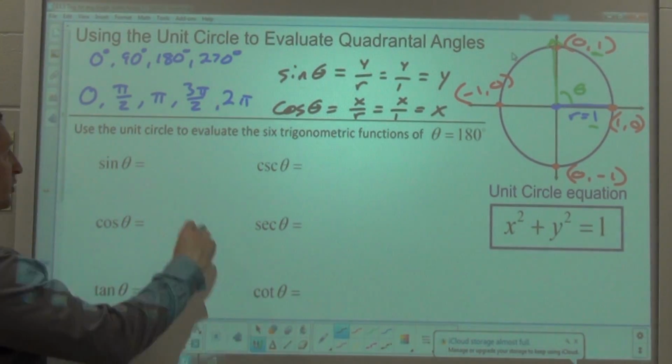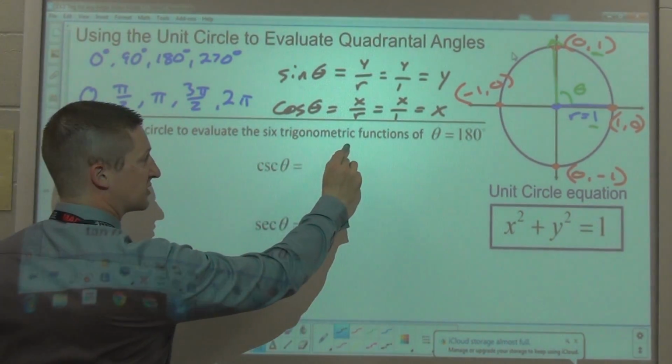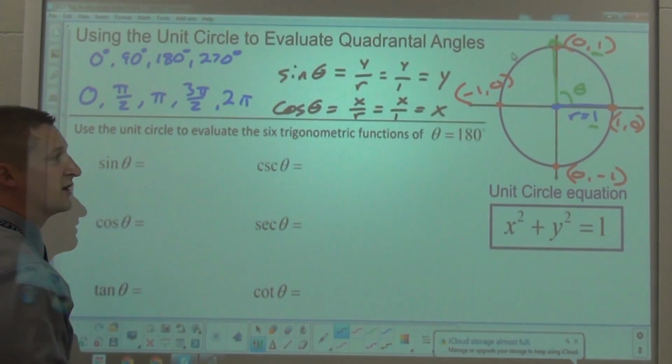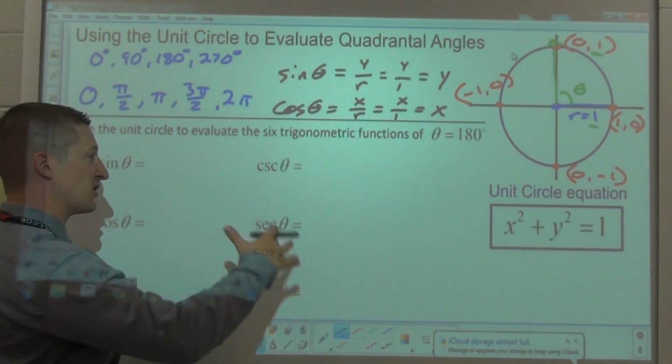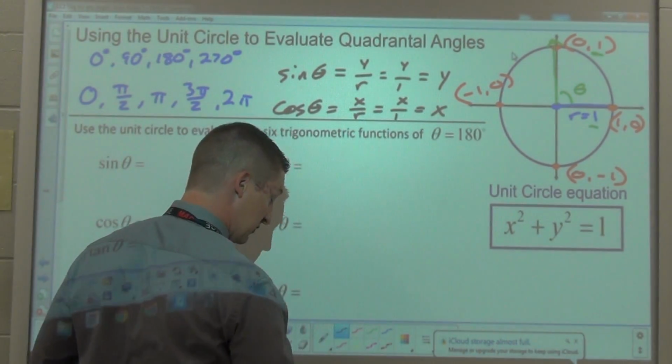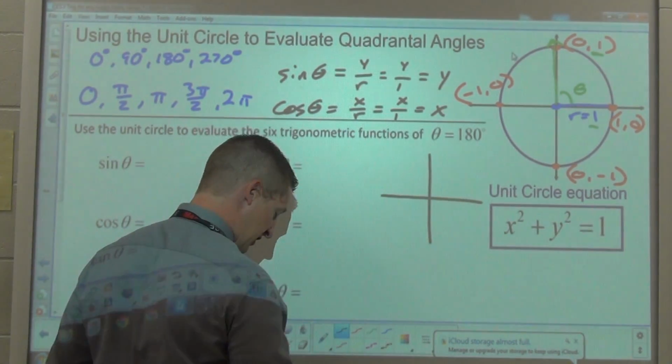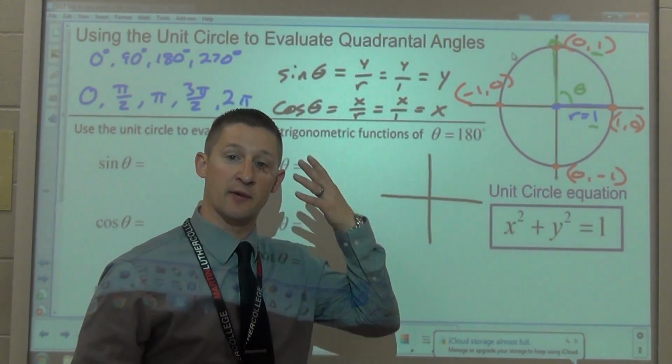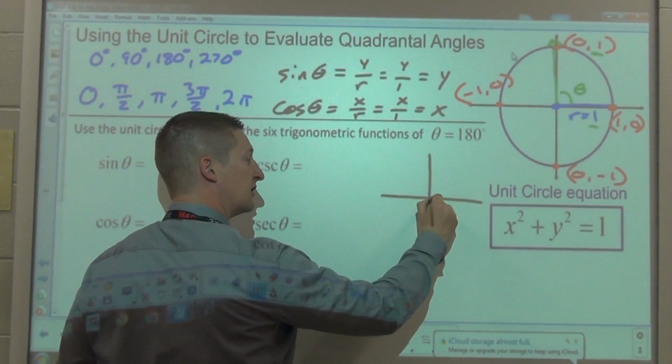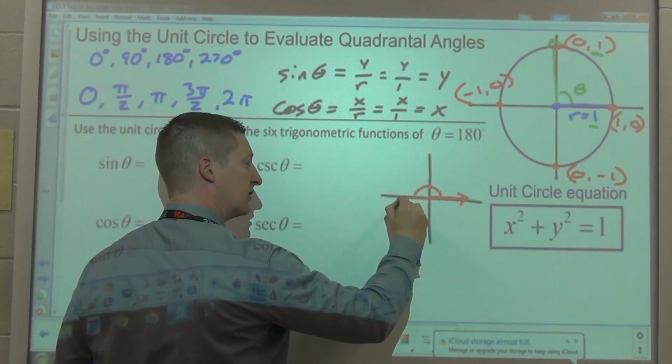So, putting it to work, we're going to use the unit circle to evaluate the 6 trig functions for theta equals 180 degrees. As I think about what these are going to be, my thought process first is, okay, 180 degrees. And again, this is something that I'm thinking through in my head. I think about the fact that 180 degrees would look like this.